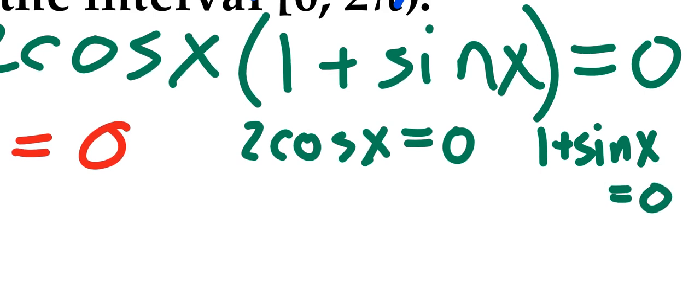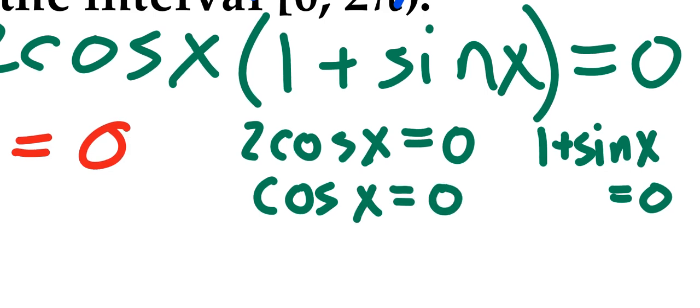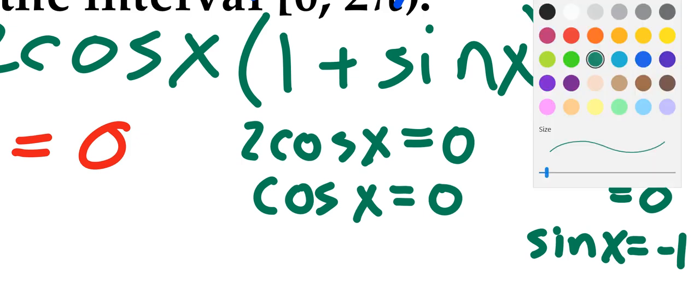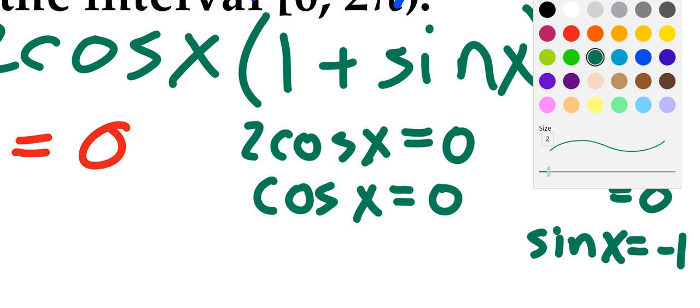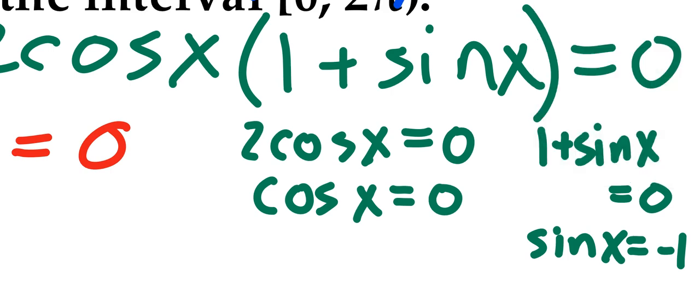So now I need to solve those. What's the first one? Cosine x equals 0, right, because if you divide by 2 on both sides, you still get 0. What about sine x on the other one? Negative 1.